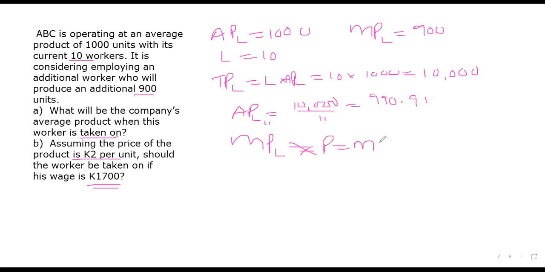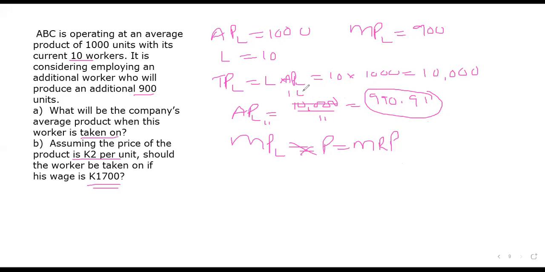Collins, just there. Yeah, so when we say average product of labor, we are saying 10,000 divided by 11, which gives 990.91. My question is this: when you look at total product of labor, why aren't we doing 11 times 1,000? Why are we doing 10 times 1,000?